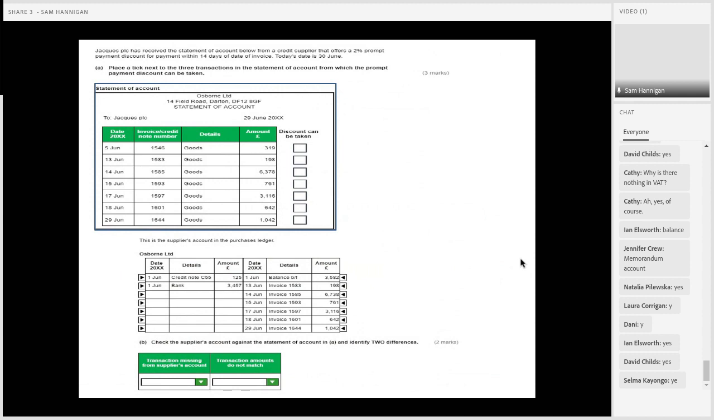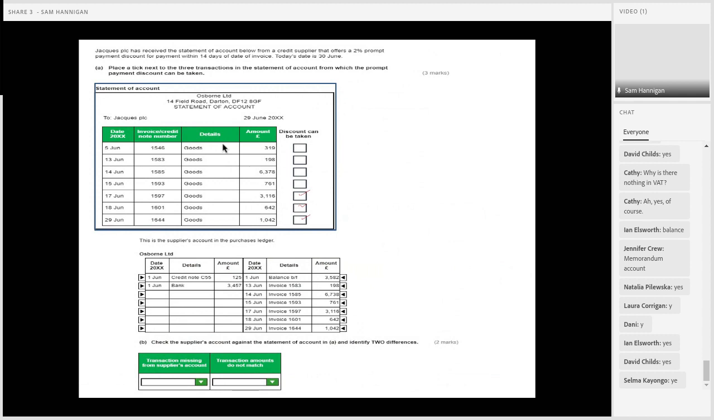Now, that's the easiest way to work it out. So basically, you should be able to say he can take discount if he wants from the bottom three. Because if they're paying within 14 days, 17 plus 14 would be 31. But we know there's only 30 days in June. So that's the 1st of July and so on. 15th of June plus 14 days is 29, I think, off the top of my head. Today's date is the 30th of June. So you can't take anything from the 15th of June or before. So again, a simple 3 marks. Just by saying, right, it's 30th of June, minus off 14 days, you can work out what it is from that.